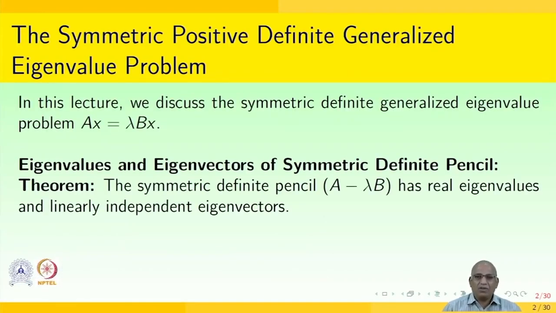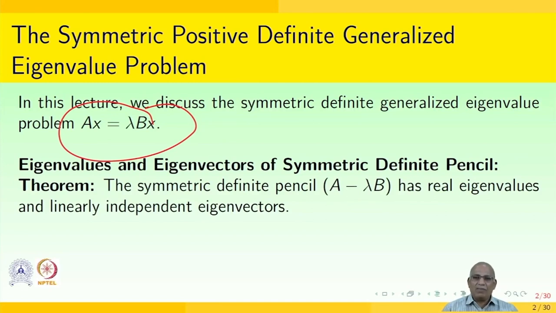In this lecture we would like to see some special features of the eigenvalues and how they can be generalized to particular applications. First is the symmetric positive definite generalized eigenvalue problem. We discuss the symmetric definite generalized eigenvalue problem Ax = lambda Bx, where A is the coefficient matrix, B is the right side matrix, lambda is a scalar, and x is the unknown.